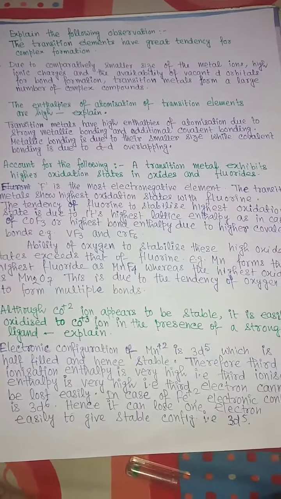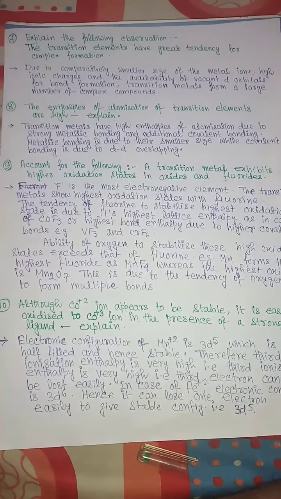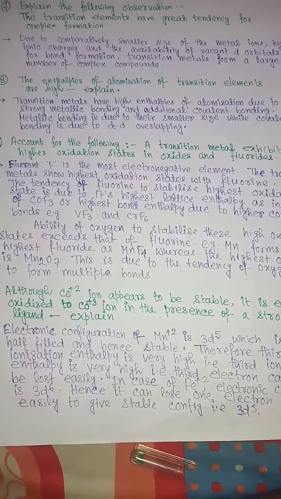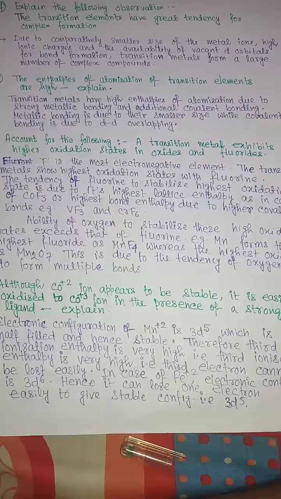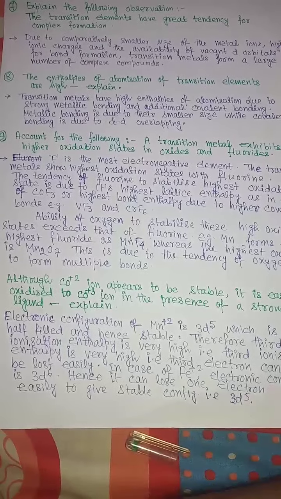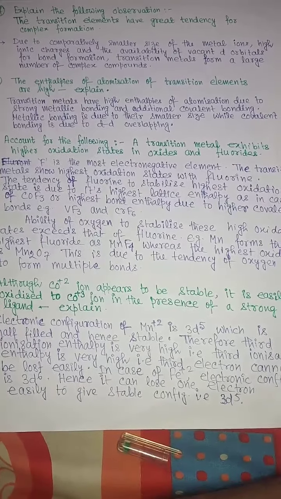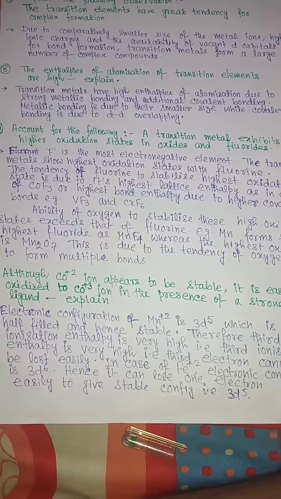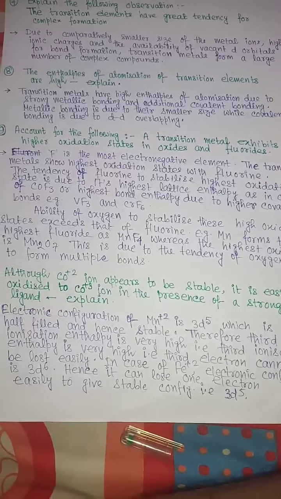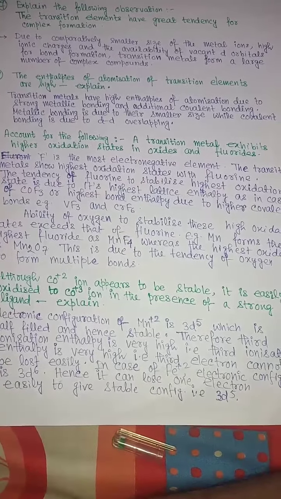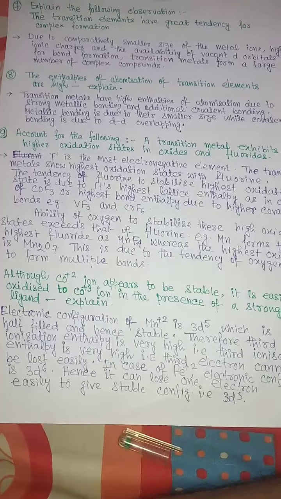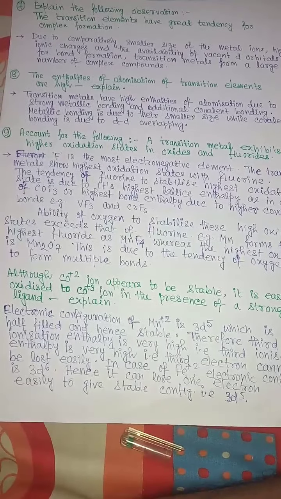Number 9. Account for the following. A transition metal exhibits higher oxidation states in oxides and fluorides. Answer: fluorine is the most electronegative element. The transition metals show highest oxidation state with fluorine. The tendency of fluorine to stabilize highest oxidation state is due to its highest lattice enthalpy, as in case of CoF3, or highest bond enthalpy due to higher covalent bonds, as for example VF5 and CrF6.